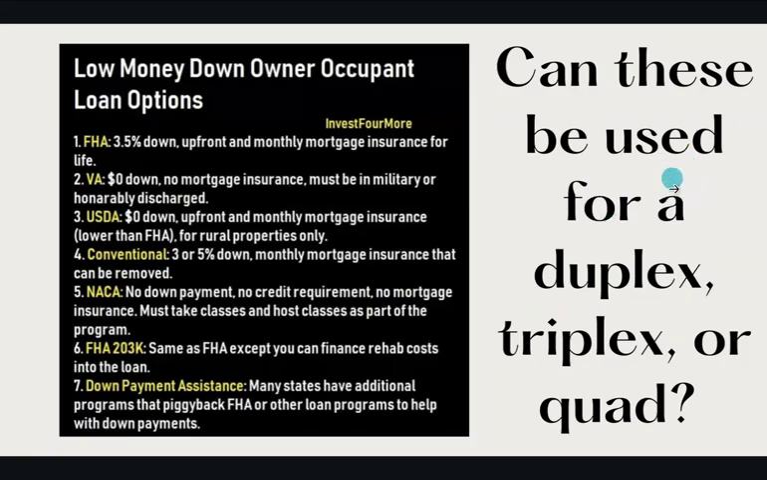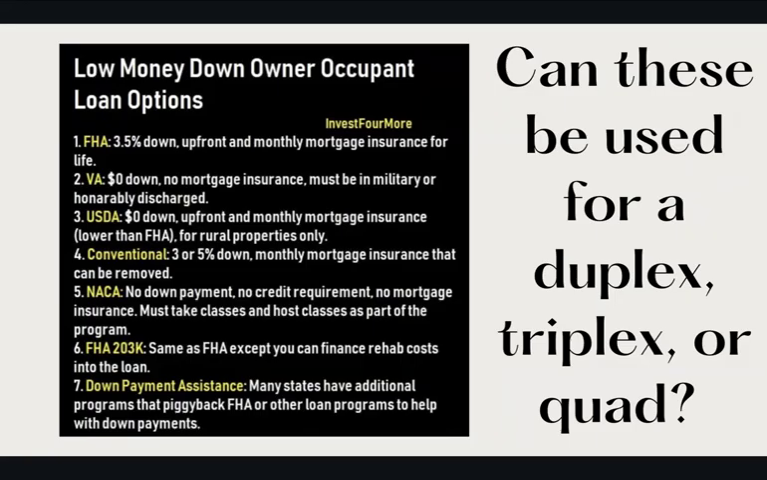FHA, you're paying 3.5% down. VA, 0% down. USDA, 0% down. Conventional is anywhere from 3 to 5%, or it can be higher if you want to get rid of PMI. There is a program called the NACA program where you also have no down payment. It's just a super strict program that you have to abide by, and it can take you about a year or two just to get approved.